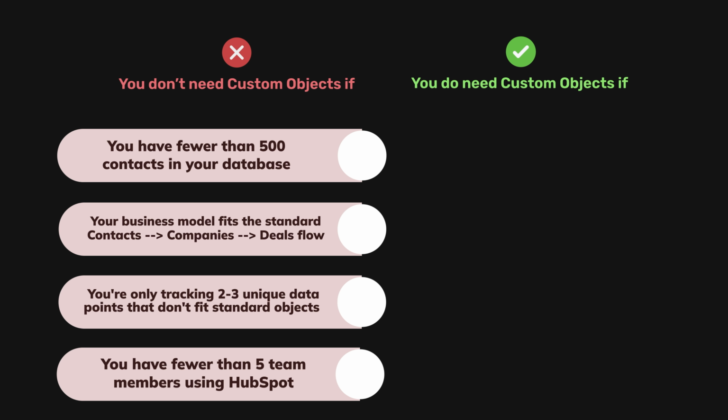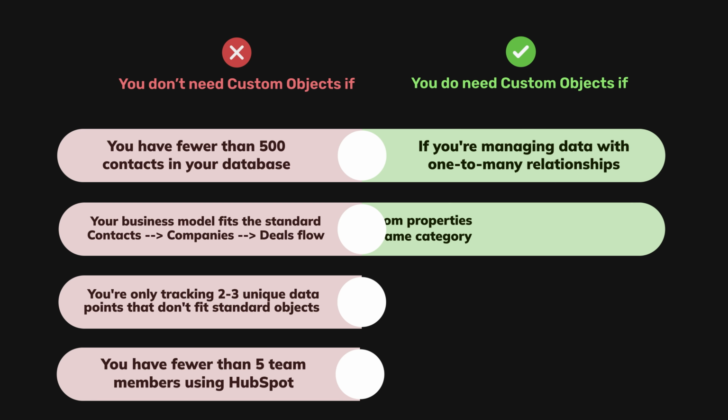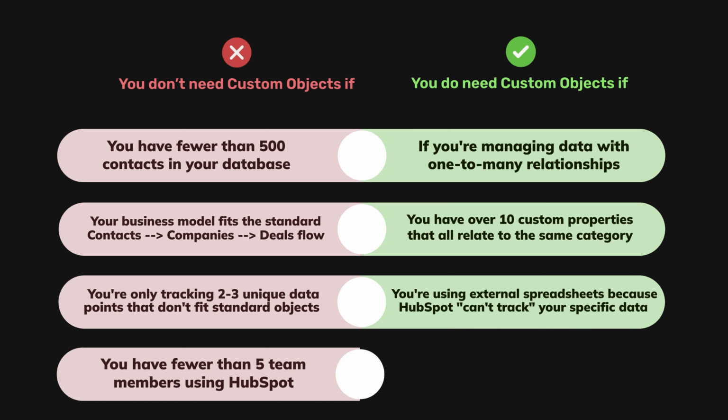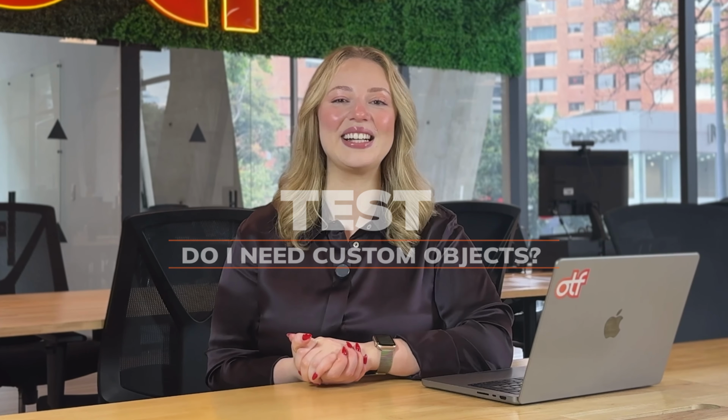But if you do meet the following criteria, you probably do need to implement custom objects in HubSpot. One is if you're managing data with one-to-many relationships, like one company with many subscriptions. Other examples are you have over 10 custom properties that all relate to the same category, or you're using external spreadsheets because HubSpot doesn't allow you to track your specific data. And finally, you might want to automate processes around your unique business components, but standard objects don't let you do this.